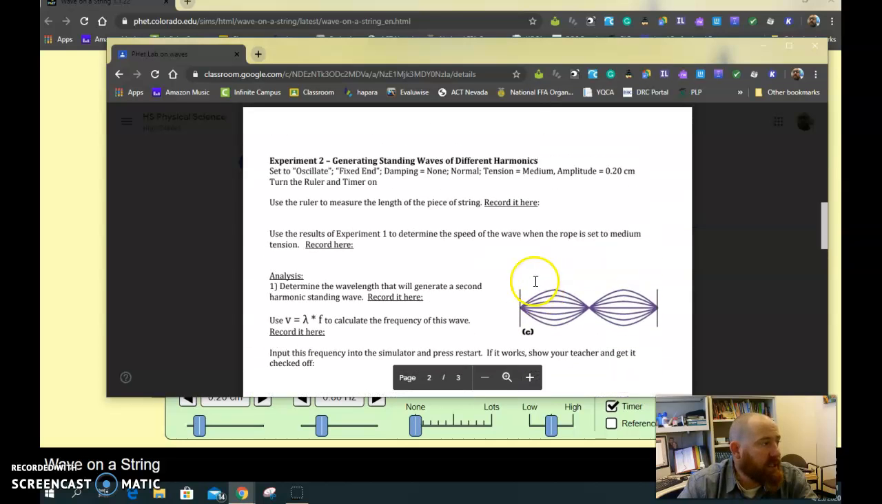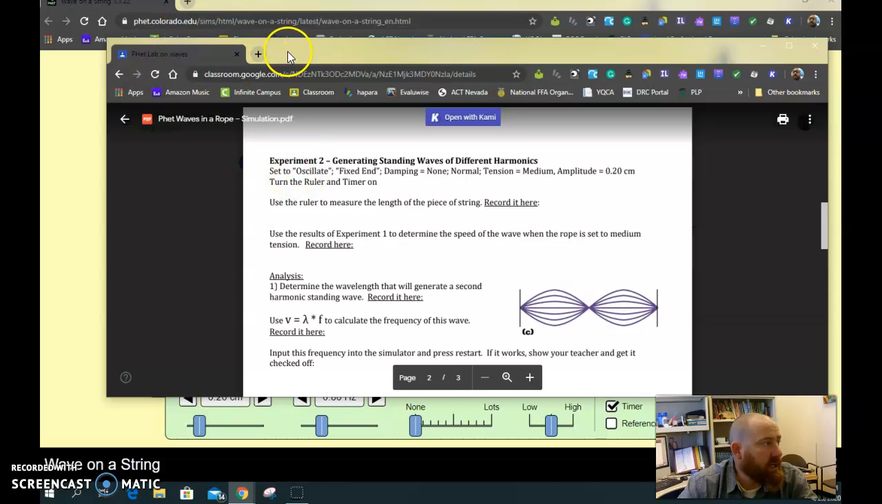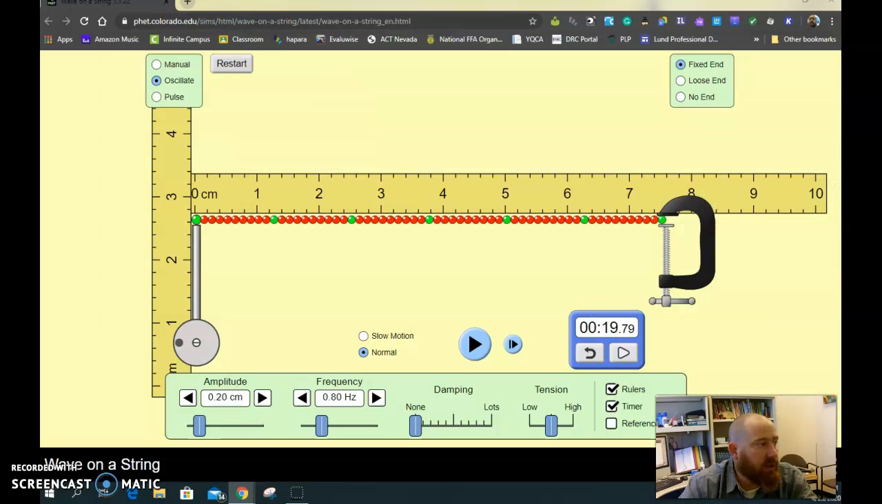The next thing that it says to do is, so you're going to set this thing to oscillate. I'm going to pull this over here. We have our fixed end. We have damping is none. We're at normal speed. And our tension is medium. Amplitude is 0.20. And then I've got my rulers and my timer on. So there's both of those things.